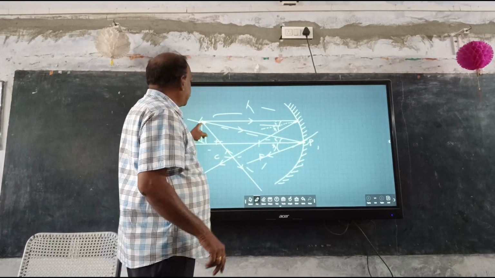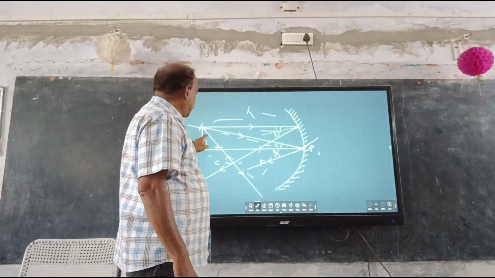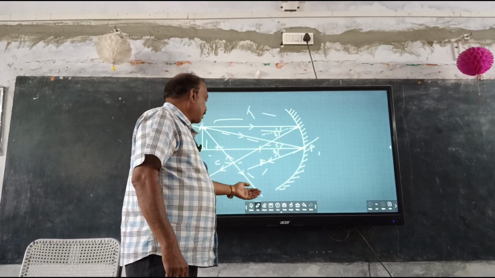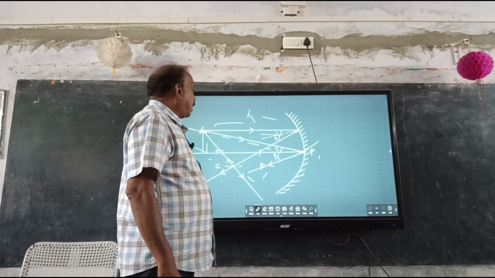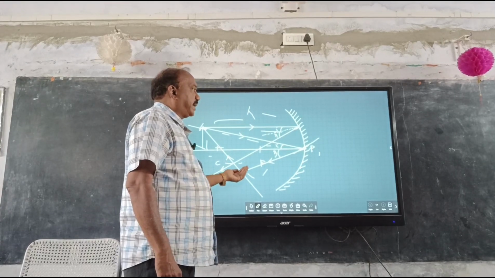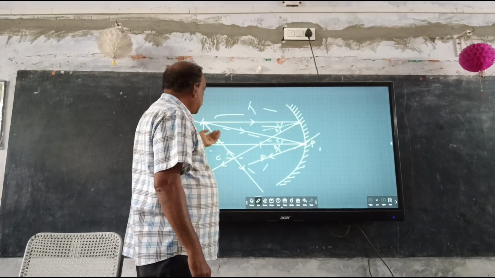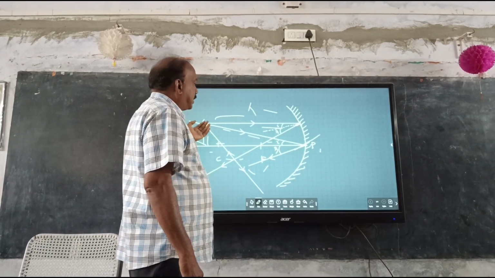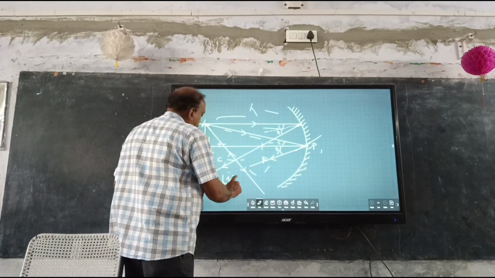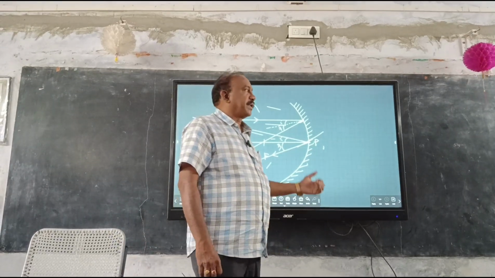But in the third case, what is asked in the question paper, the third ray passes through the center of curvature. So it is not possible to draw the reflected ray. So the incident ray, whatever we draw, will go back in the same direction. That's why here the angle I and the angle R are equal to 0. So this is the explanation for this question.